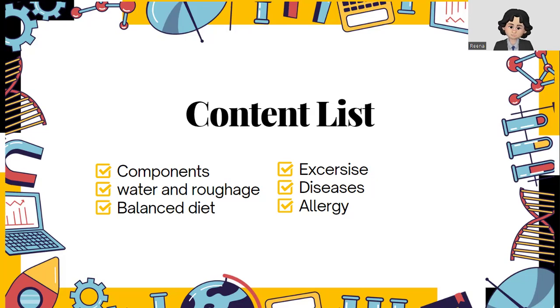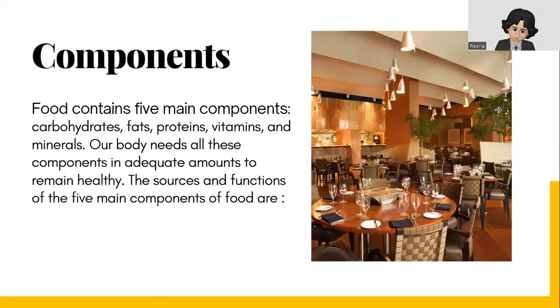So let's move on. First of all, components. Food contains five main components, that is carbohydrates, fats, proteins, vitamins, and minerals. Our body needs all these components in adequate amounts to remain healthy. The sources and the functions of the five main components of food are.